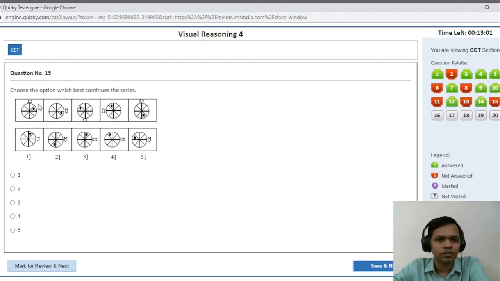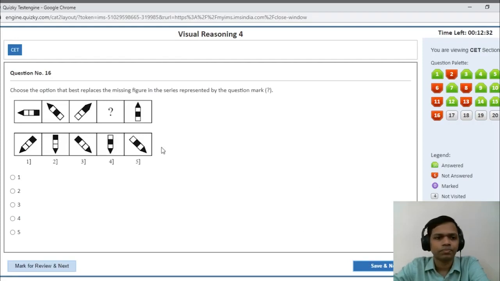Okay, this is downward pointing, so either 1, 2, or 5. And from 1, 2, and 5, let's see where it should be. Okay, so it goes immediately next, then 1, 2, 3 it has skipped. So should go to immediate next. So I think let's go with option 2.